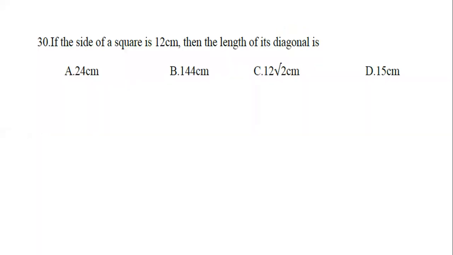Next, 29th sum, I skip it, okay. If the side of a square is 12 centimeter, then the length of its diagonal is dash. So in a square, all sides are equal and angles must be equal to 90 degree. Is it right? 12, 12, 12 and 12. You need to find out the diagonal. So directly you can write, no need to calculate anything. If the square side length is 12 centimeter, then the diagonal is 12 root 2 centimeter.